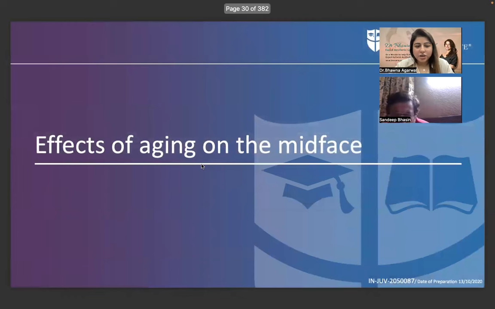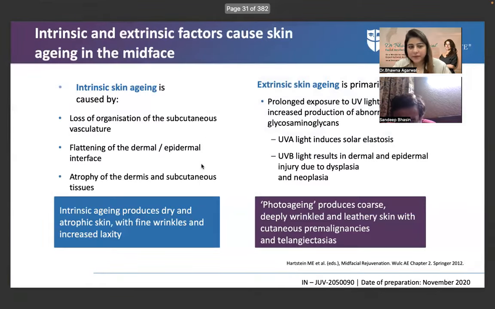So, effects of aging on the mid phase. This is very important. The more insights we gain into the effects of aging on the mid phase, the better we can plan. There is intrinsic aging, caused by loss of organization of the subcutaneous tissue. Three aspects of aging will be there: changes at the bone level, changes at the fat level, and changes at the skin level. What we are dealing with using dermal fillers is the effects of intrinsic aging, and when we are dealing with skin boosters, it is the effects of extrinsic aging.